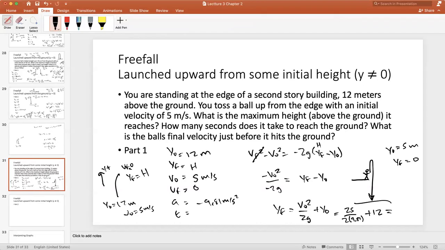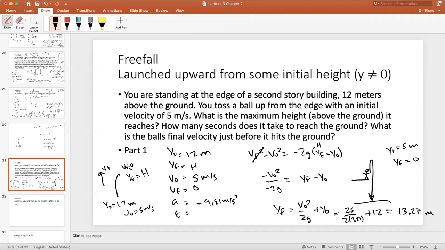That is 25 divided by 2 times 9.81 plus 12. That's only 13.27. So it barely goes up a meter. And of course it barely goes up a meter because you only threw it at a velocity of 5 meters per second and gravity's pulling it down immediately. So it's barely able to travel before its speed is completely stopped by the acceleration of gravity, or deceleration of gravity in this case, and then it's going to start falling.